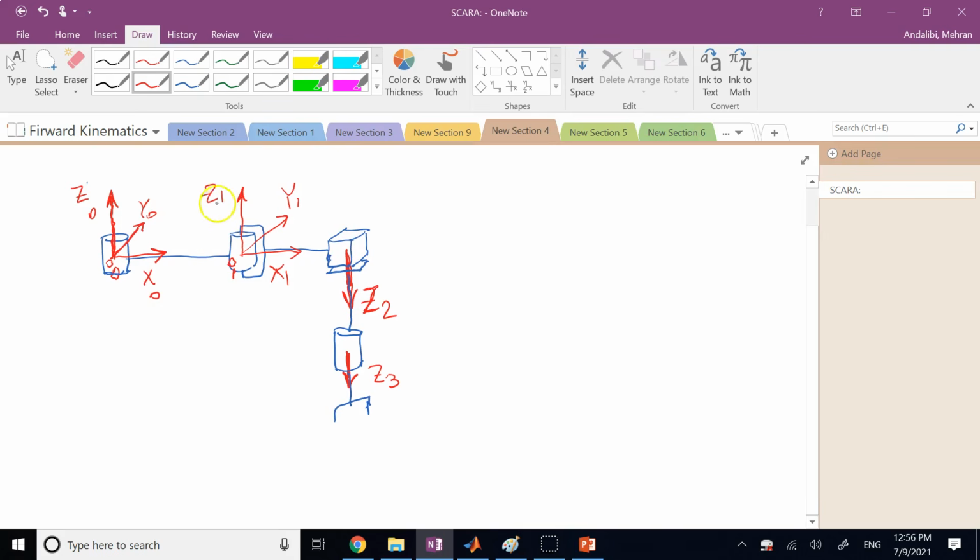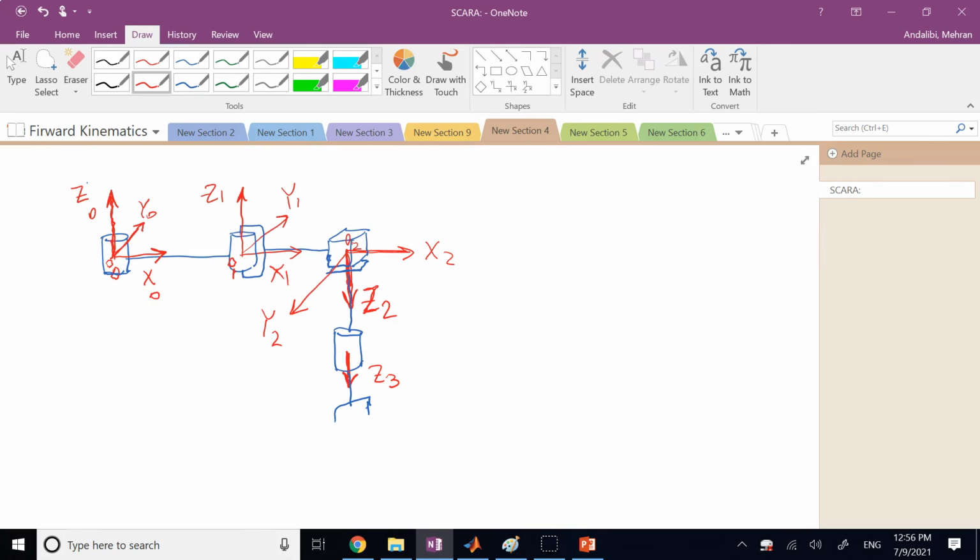So X2 has to be perpendicular to Z1 and intersecting it. Since Z1 is upward, it has to be either horizontal or out of the plane. Again, if it's out of the plane, it's not going to cut Z1. So the only solution I have is for X2 to be horizontal. So I choose my X2 to be like this. That will cut Z1 perpendicular to it, and then based on this X and this Z, Y has to be out of the plane. So this is going to be Y2, and this is going to be origin number 2. Good, so I could set up my frame 2. Now I go to frame 3.